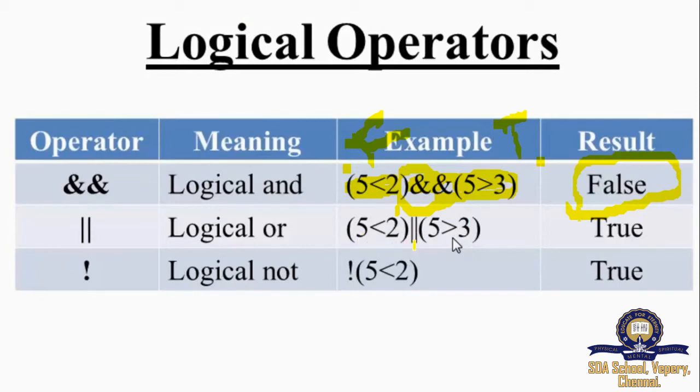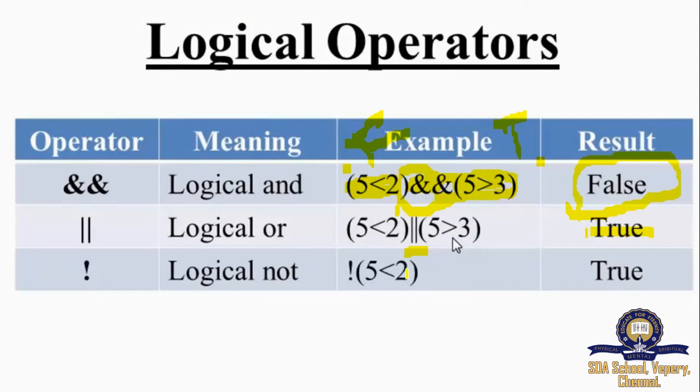And here OR symbol means you will plus it. This is multiplication, this is addition. 5 lesser than 2 is false. 5 greater than 3 is true. So you will get it like 0 plus 1, 1. 1 means true. That is what is given here. And the same way, NOT of this.